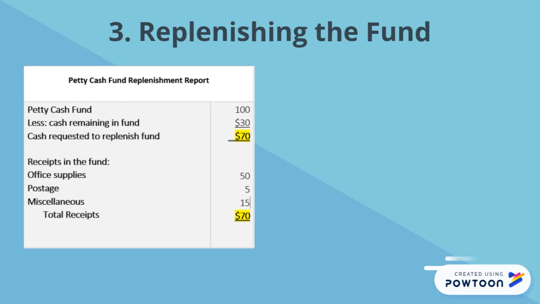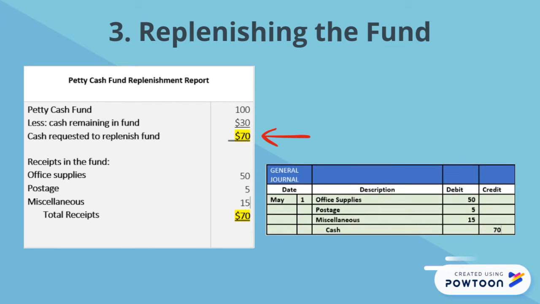Let's use Matt's restaurant again as an example. You can see on the report that there is only $30 left, so therefore $70 is requested to bring the fund back to the original $100. It is during this time a journal entry is made, where all the expenses are recorded using the receipts collected. As you can see, all expenses are recorded as a debit and cash is recorded as a credit.